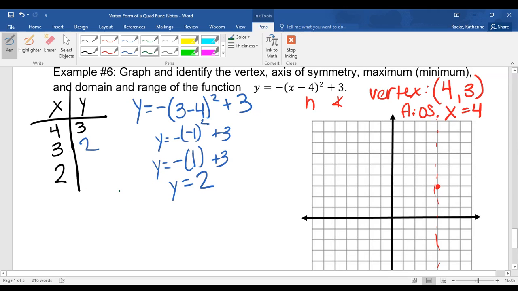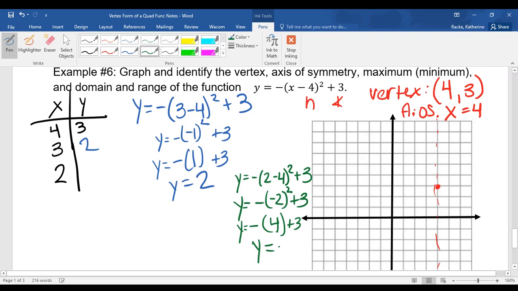Now plugging in our x value of 2, so y equals negative (2 minus 4) squared plus 3. 2 minus 4 is going to give me a negative 2. Carry everything else down. So negative 2 times negative 2 gives me a positive 4. But I still have my negative in front, so it would be negative 4 plus 3, so y equals negative 1. Let's go ahead and graph these points.